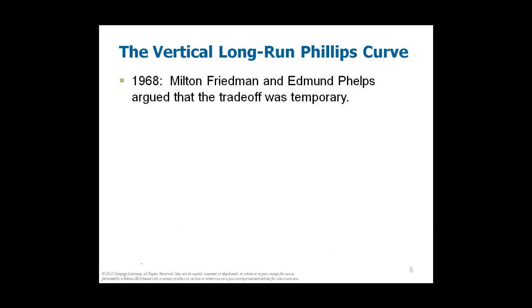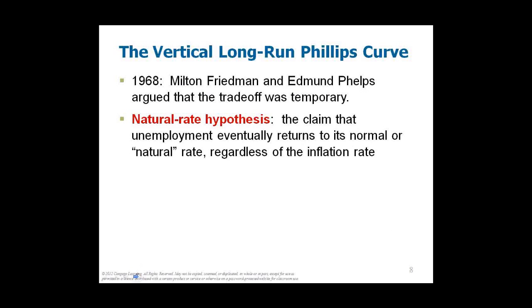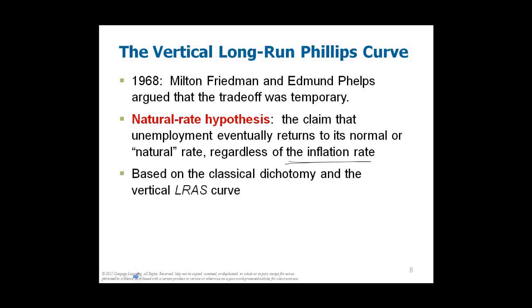My favorite, Milton Friedman, and then Phelps argued that the trade-off was just temporary. All right, so they're saying that eventually these gains in unemployment are going to go back to the natural rate regardless of the inflation rate. And this is going back to what we've talked about before, this classical dichotomy and the shape of the vertical long-run aggregate supply curve.